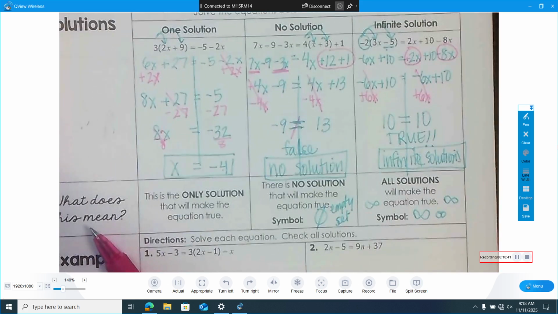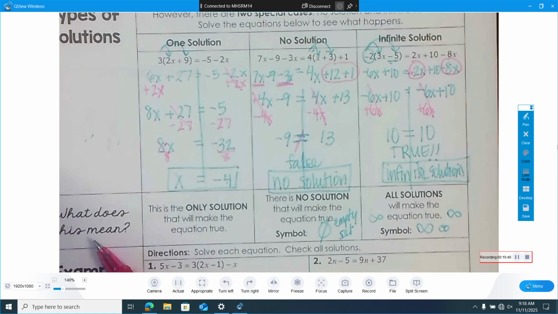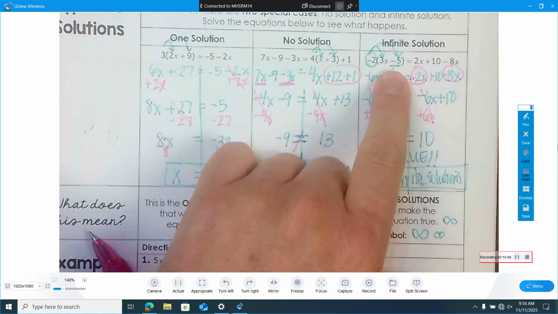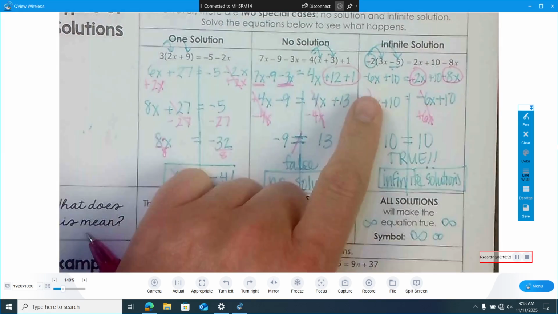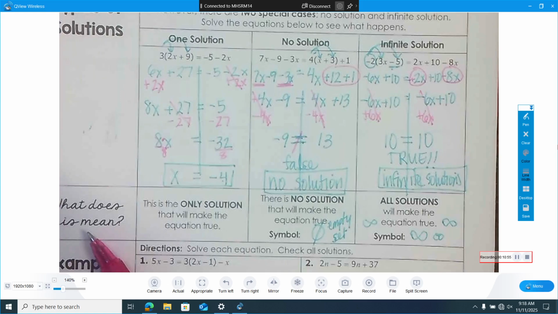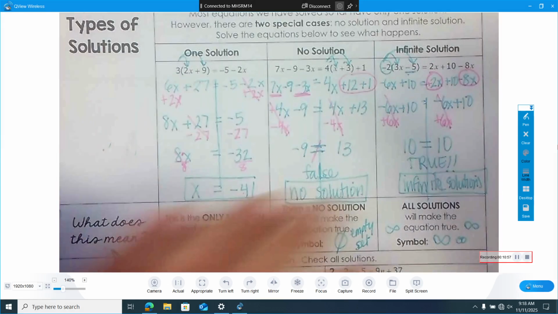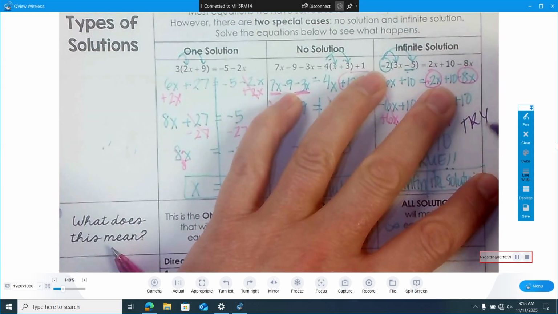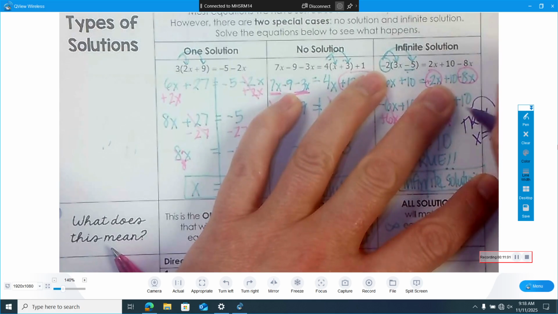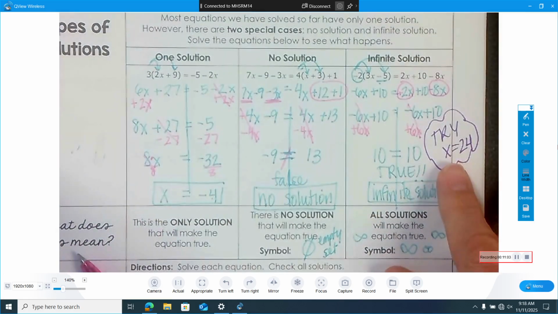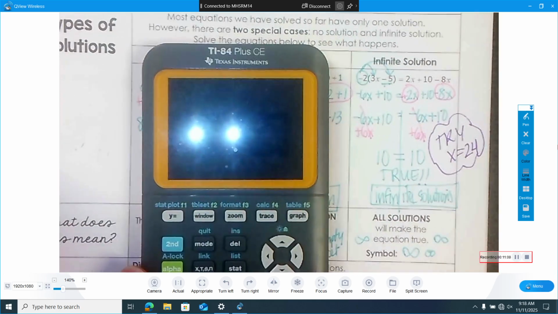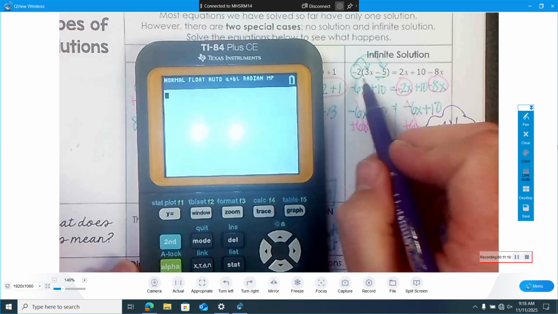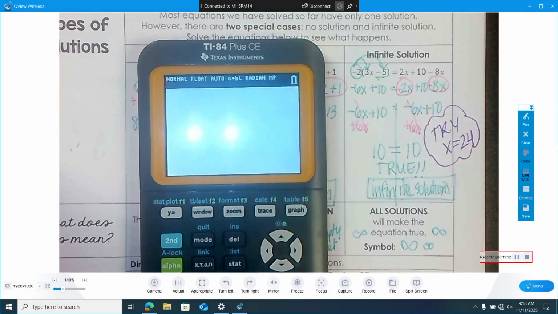Anyway, what this means when we have infinite solutions is that I can plug in any number I want for x. So let's see what happens here. I just want to test this theory. Give me a number for x. 24. Okay, let's try x equals 24. I'm going to go back to my original equation and plug it in and see if we get balance, okay?